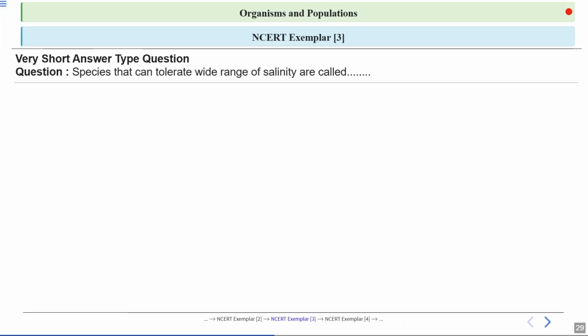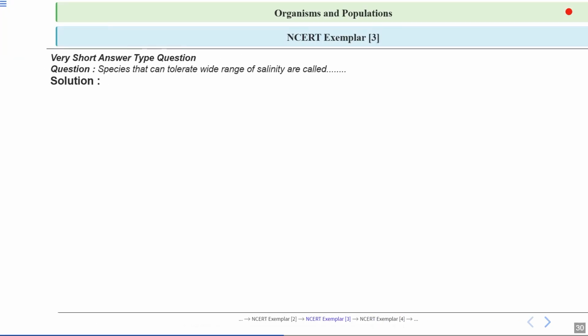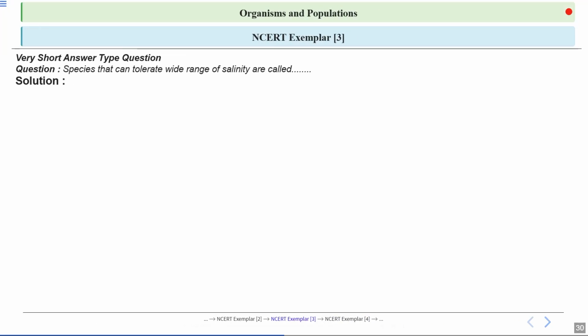Next question, species that can tolerate a wide range of salinity are called? Let's have a look at the answer. The answer is euryhaline species. Eury means wide and haline refers to salt.